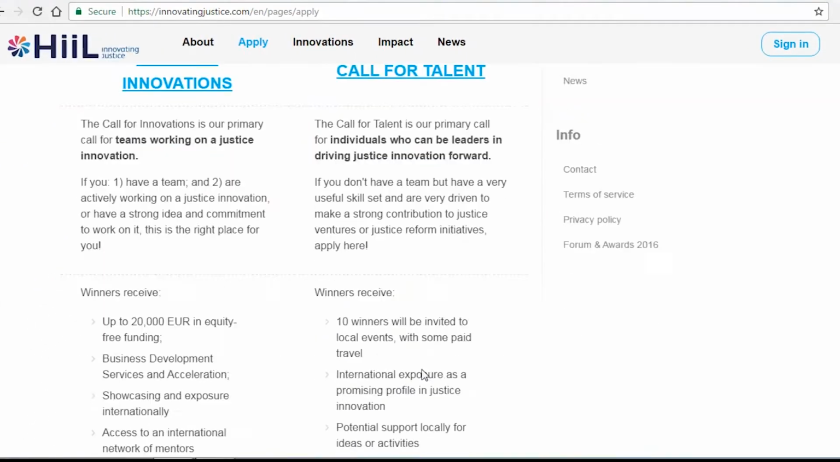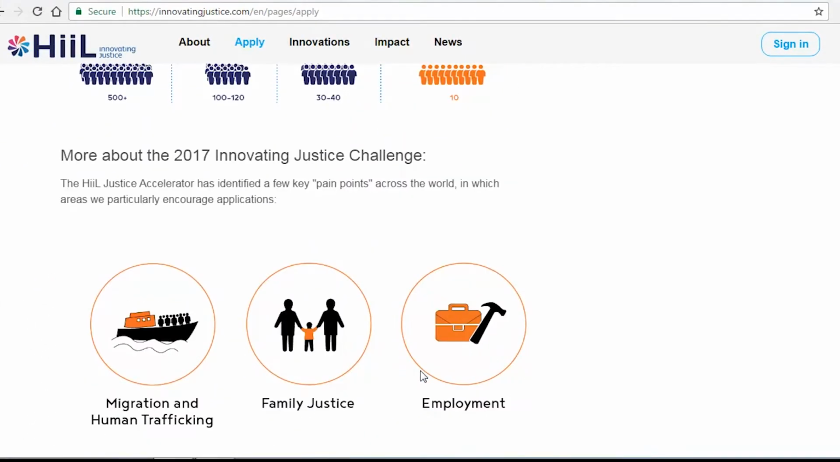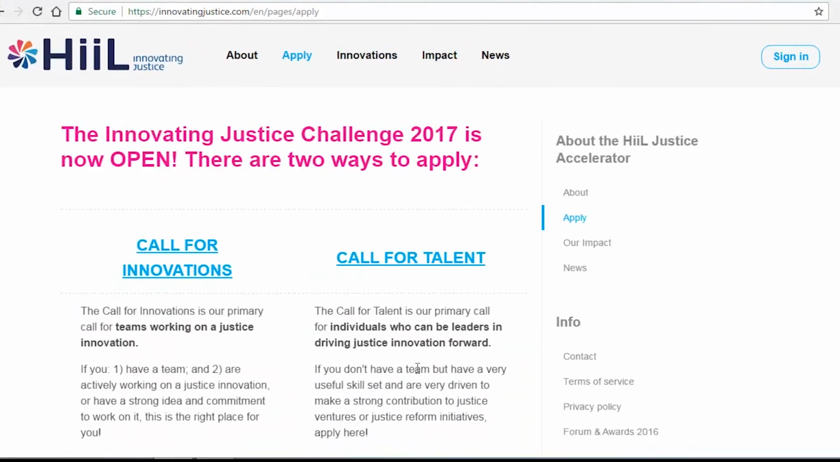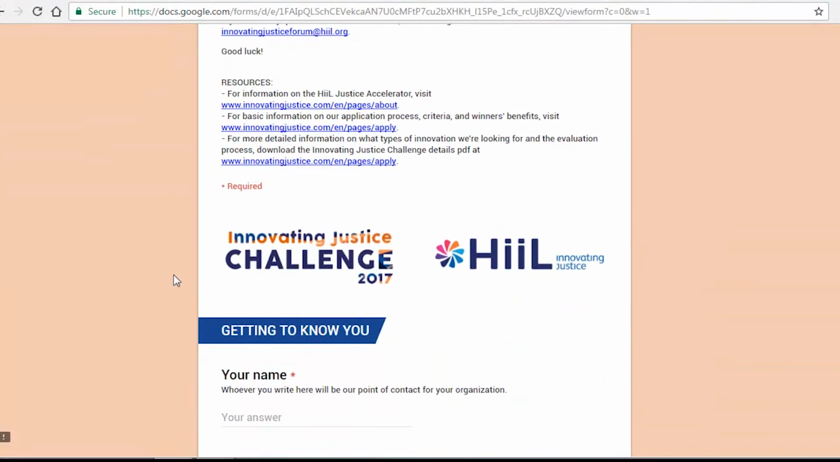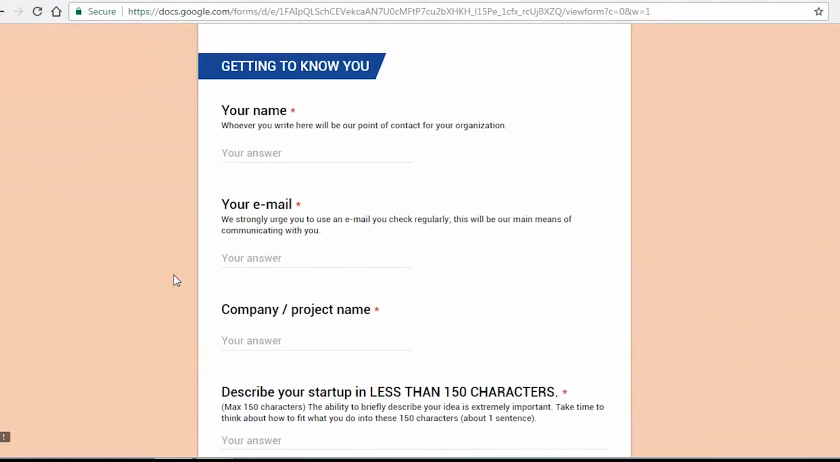Make sure to read through this page before you go to the application form, so you know what types of initiatives we're looking for. The application for the Call for Talent is pretty straightforward, so let's look together at the Call for Innovations application. This application is very short and contains only 5 major questions, along with some basic information about your innovation. The first part of this form is just to get to know you.